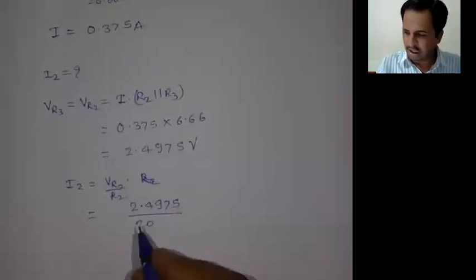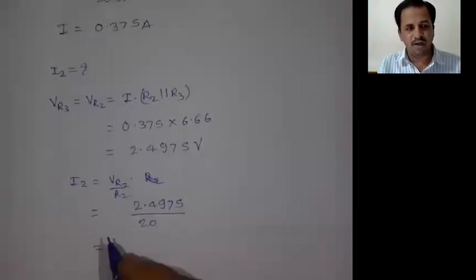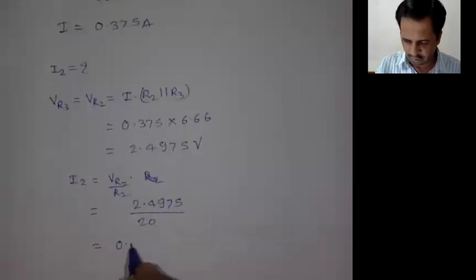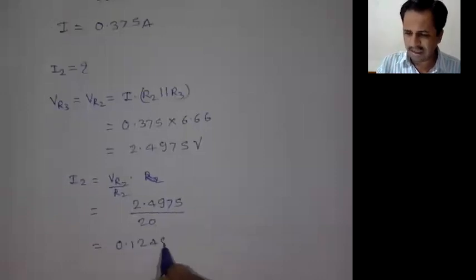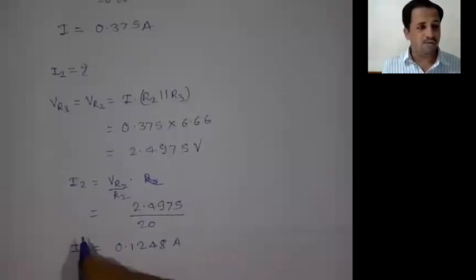Now if you solve these values using the calculator, I have to also solve this with the help of a small calculator, and that value is 2.4975 divided by 20. Its value becomes 0.1248, means that value should be observed. That is the ampere. Now it is calculated in the straight way.